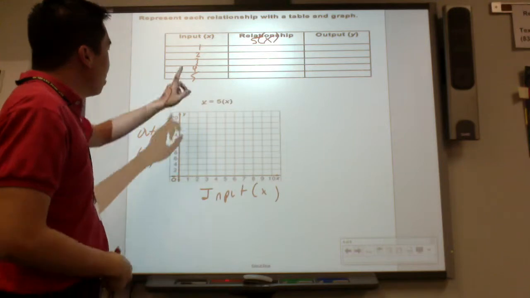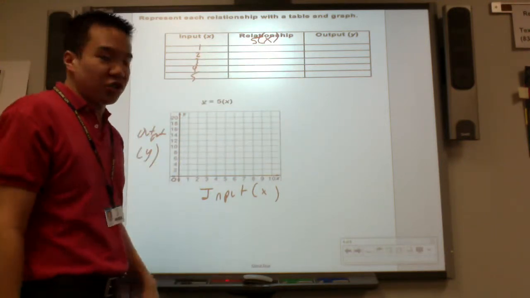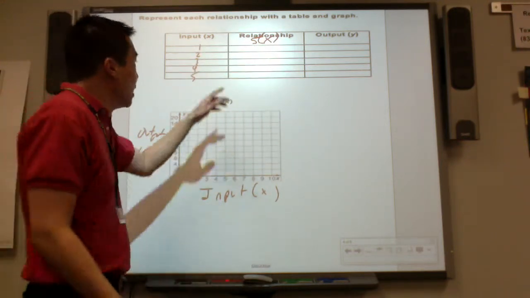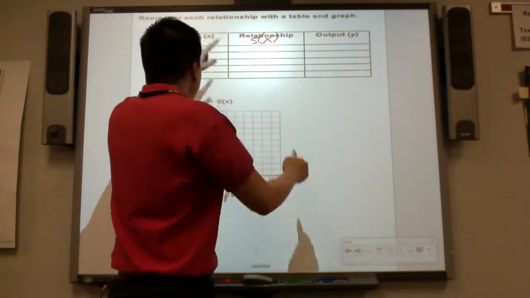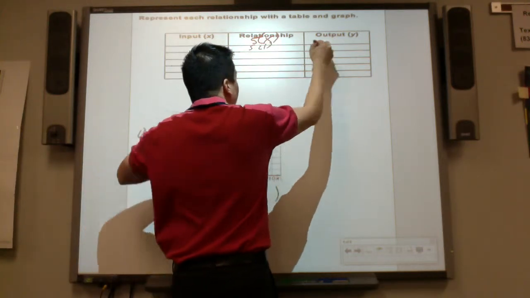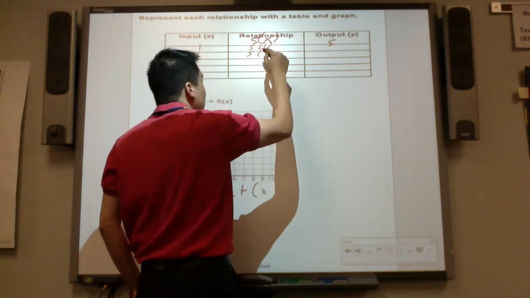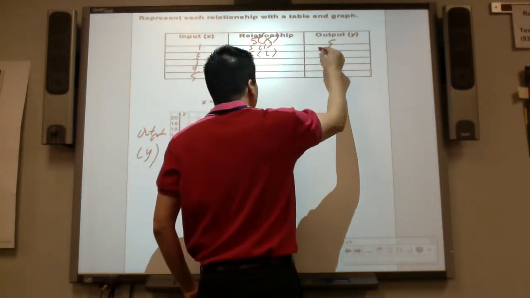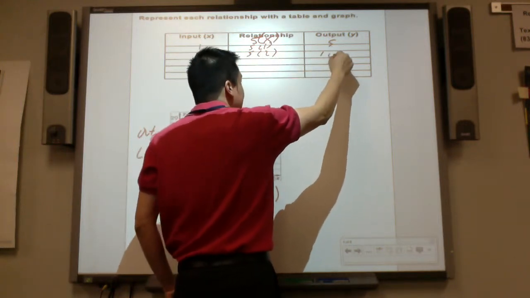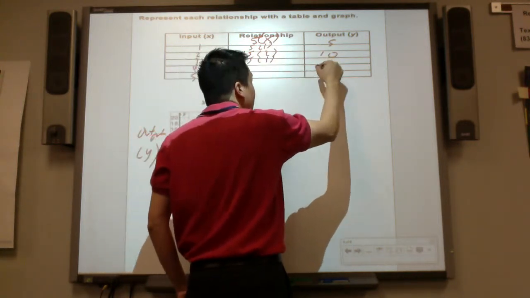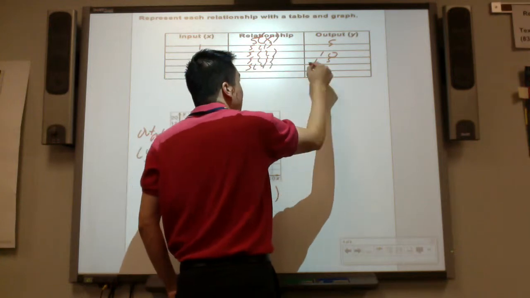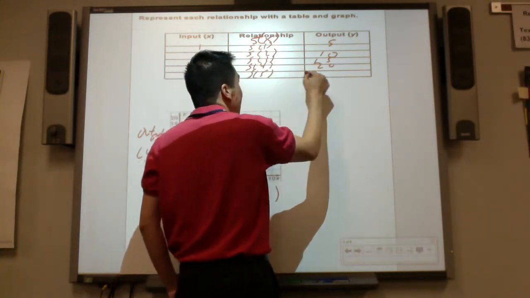So if I input a 1 into this function, that's why you had the function machine, input it into this relationship, what's 5 groups of 1? 5. The output is 5. If I input a 2 into this relationship, the 5 groups of 2 is 10. 5 groups of 3 is 15. 5 groups of 4 is 20. 5 groups of 5 is 25.